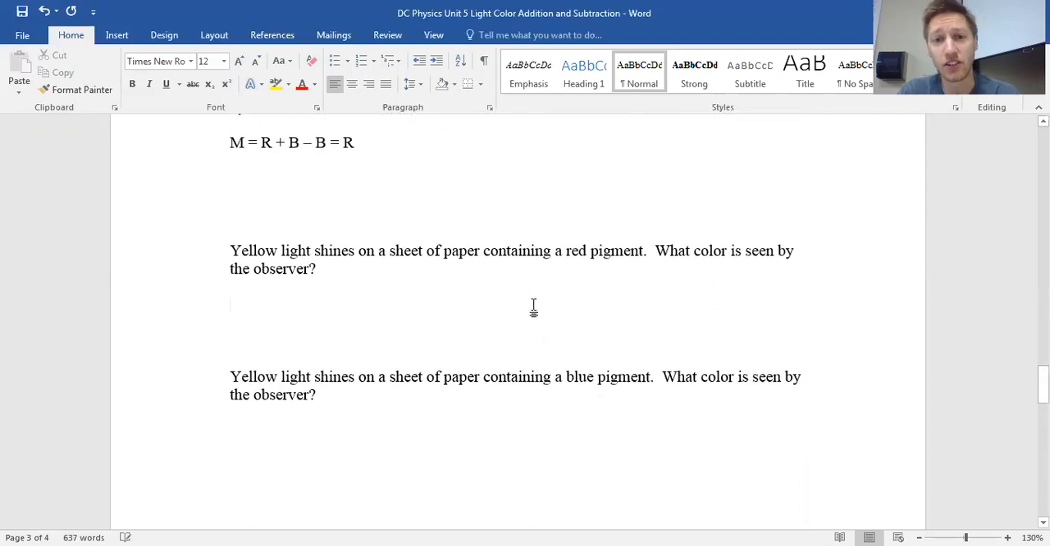If we take yellow light shining on a paper containing red pigment, what do we see? Yellow light is actually red plus green light. Well, what does the red take out? Red actually takes out everything that is not red. It takes out blue and it takes out green. What do we have left? Well, since yellow light has red, we're going to be able to reflect the red back off of that.